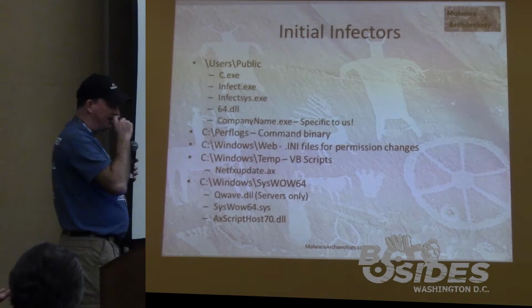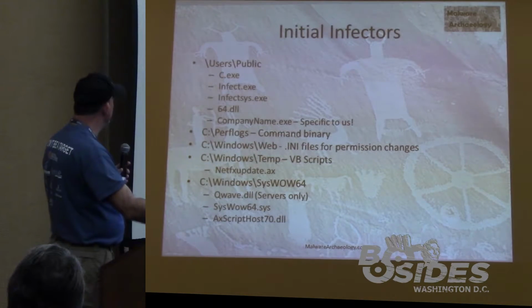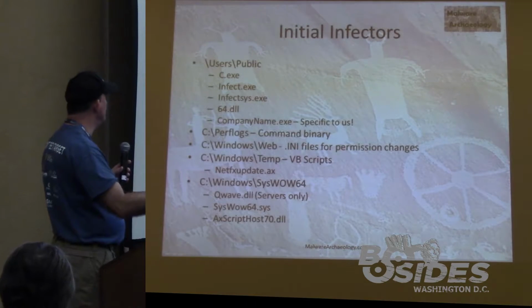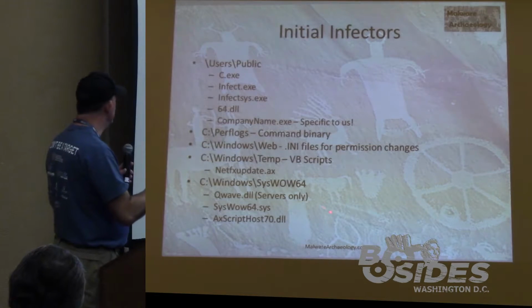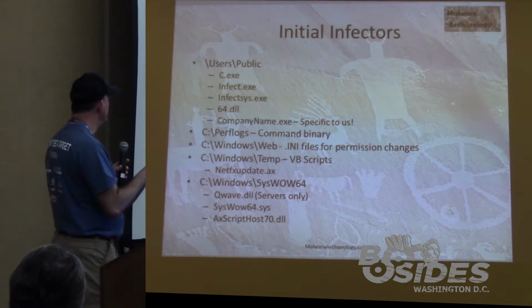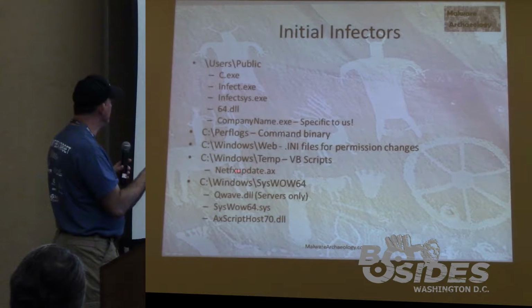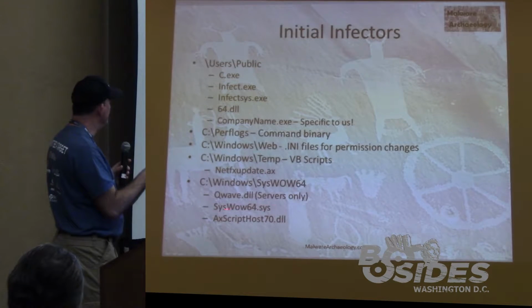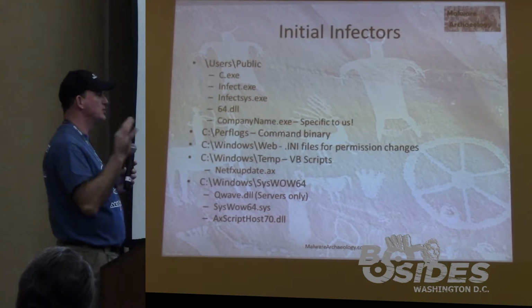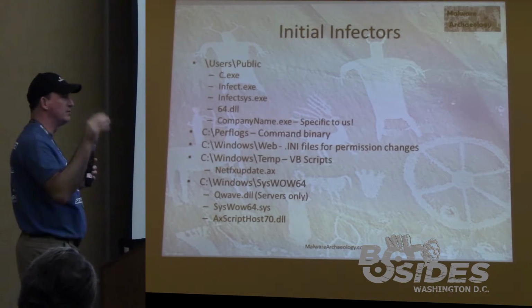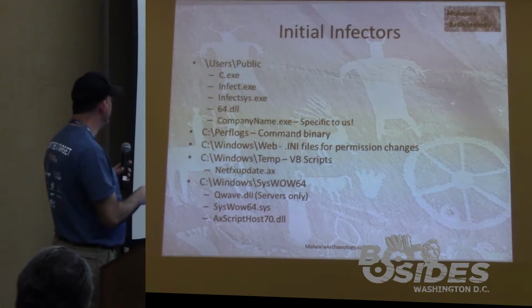Perflogs had the command binary stored there, and then Windows Web had a bunch of ini files for permission changes. The temp directory in Windows had the VB scripts and the AX script. And then sysfile64 had the files dropped. This was the DLL that was obviously associated with that particular infector. This guy here and that guy are a different piece of malware, but this guy here is the same as the Altiris and the Splunk sys, same thing. All the sys files were the same payload, just littered along the disk in different ways and infecting different ways.